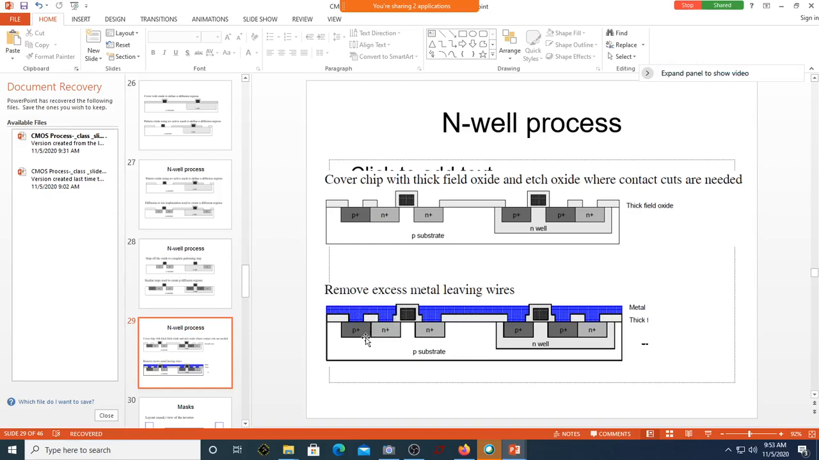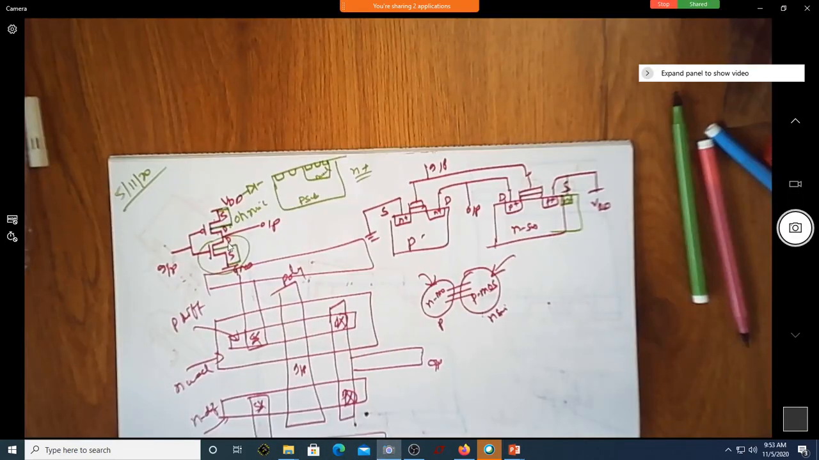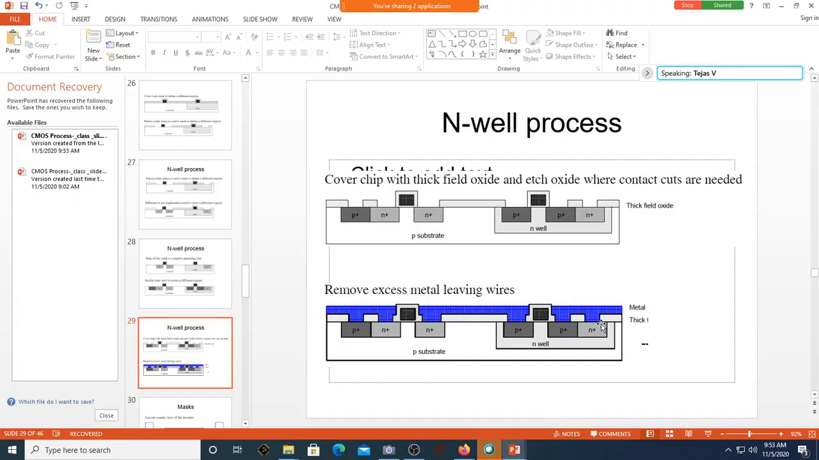This is the bulk, this is the source. We know that, as per our requirement, bulk and source have to be shorted. So that's what happened. And similarly over here, this is source and this is bulk, so they are again shorted. That's what is happening. This is the drain. They are shorted.